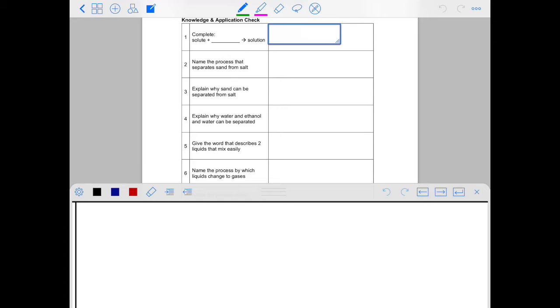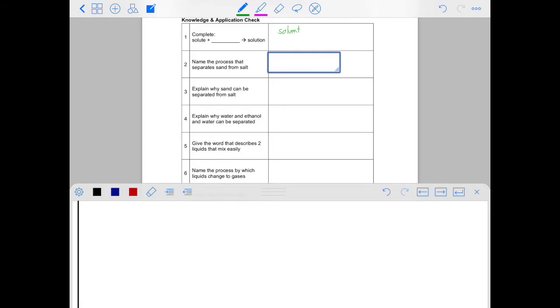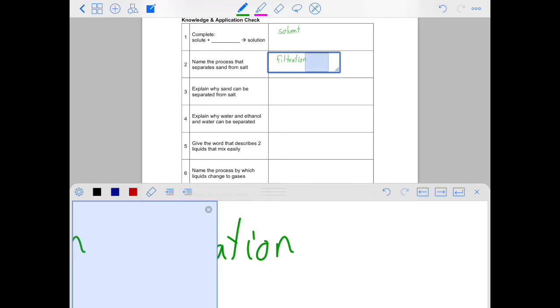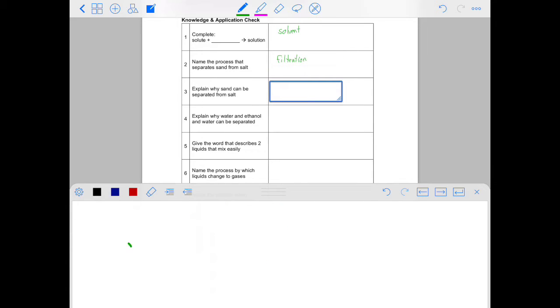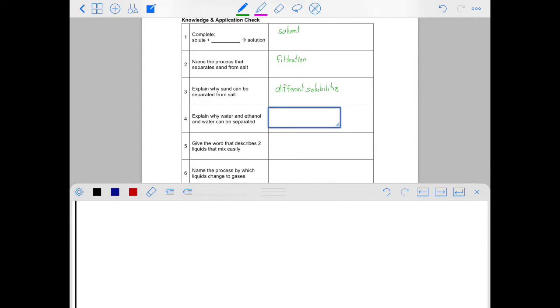So hopefully now you've had a chance to write in all the answers. If not, pause the video and give yourself some more time. And now we'll go through the answers. A solute and a solvent form a solution. The process that separates sand from salt is filtration. Why can sand be separated from salt? Because they have different solubilities. Why can water and ethanol be separated? Because they have different boiling points.